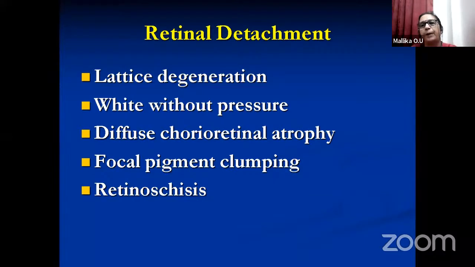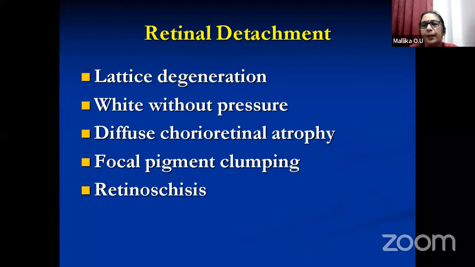So what are the predisposing factors? Which lesions can lead on to the development of rhegma? Rhegma means a break. There are some peripheral retinal degenerations which are common in myopic individuals or in some family members. Even if they are not myopic, in some families retinal detachment can run, and all these peripheral retinal degenerations occur in some families.